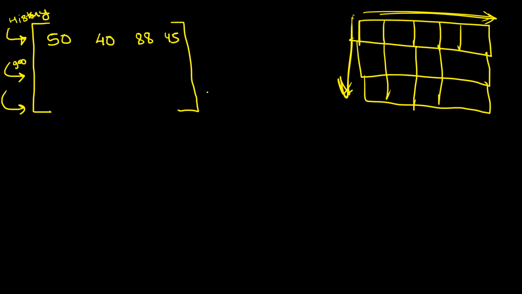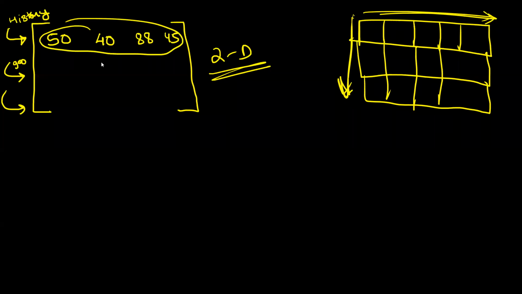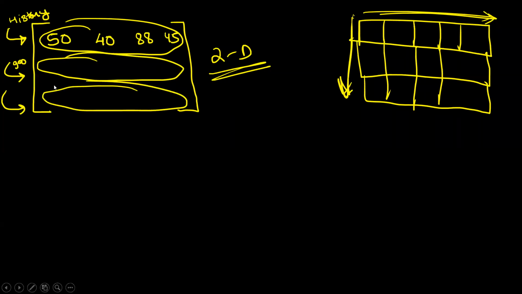Why do I call it a 2D array? Because it is nothing but an array of one-dimensional arrays. This is your first 1D array. The second row will be the second 1D array. The third row will be your third one-dimensional array. So there are multiple 1D arrays inside a 2D array.